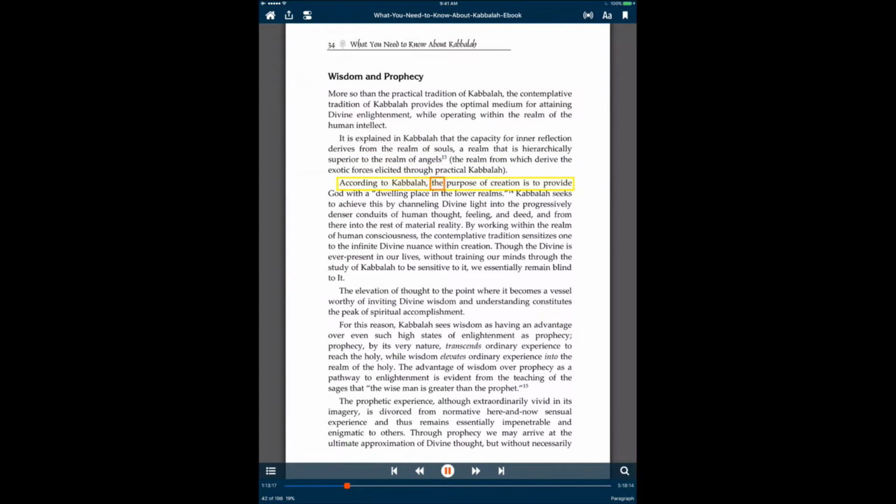According to Kabbalah, the purpose of creation is to provide God with a dwelling place in the lower realms.